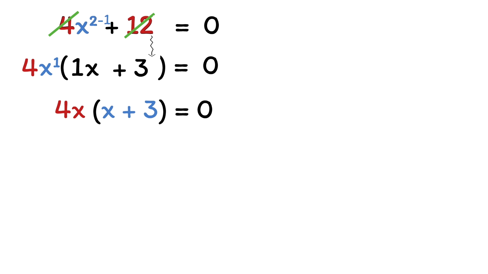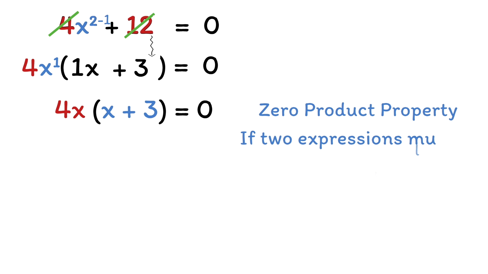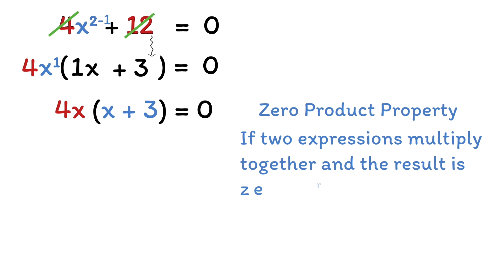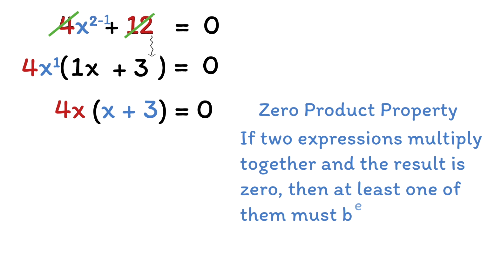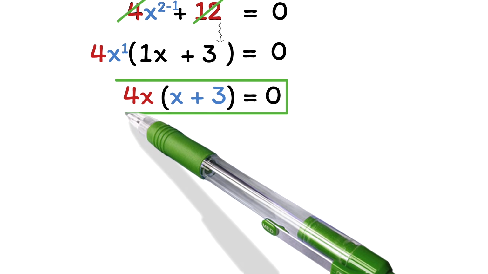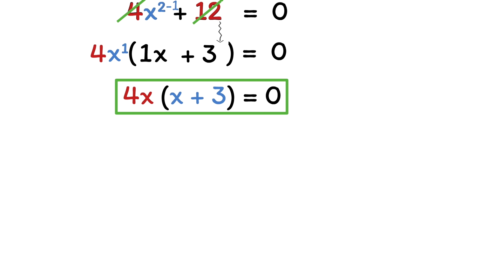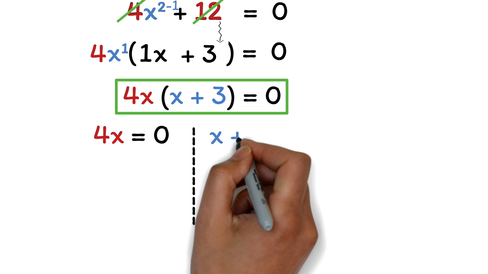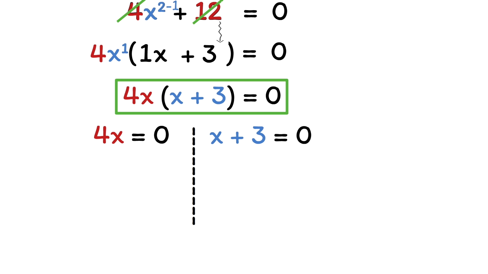Now we apply the zero product property. It states that if two expressions multiply together and the result is 0, then at least one of them must be 0. In this equation, we have 4x multiplied by x plus 3 equals 0. This means that either 4x equals 0 or x plus 3 equals 0.